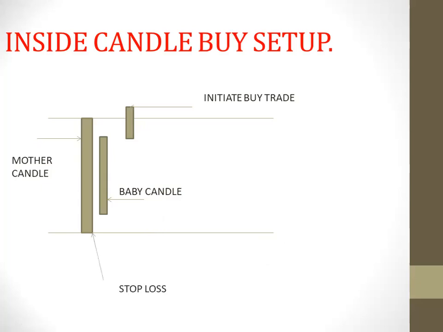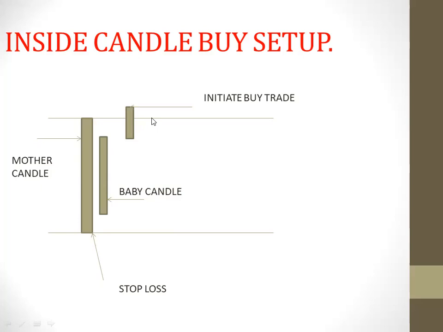Okay. Let us move towards the buy setup. In this buy setup, we are having a mother candle, followed by the mother candle, we are having a baby candle. We will mark the high and low of this mother candle. Whenever the high breaks, we will initiate the buy trade and we will keep a stop loss at the low of this mother candle. The initial target is 1:1. Afterwards, you can trail your stop loss for 1:2, 1:3 also.